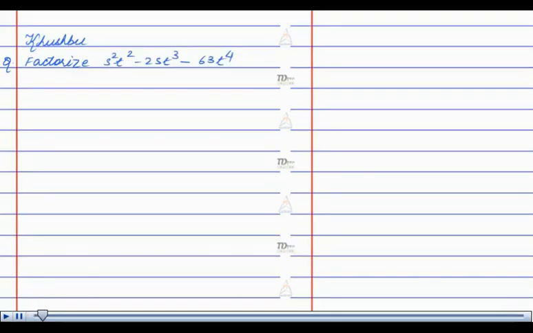Hello, I am Khushbu. The question is, factorize s square t square minus 2st cube minus 63t to the power 4. First, we take out t square common from the complete expression, and we are left with s square minus 2st minus 63t square. Next, we break down the middle term, that is minus 2st, as minus 9st plus 7st.